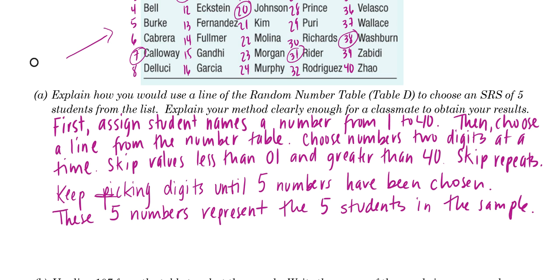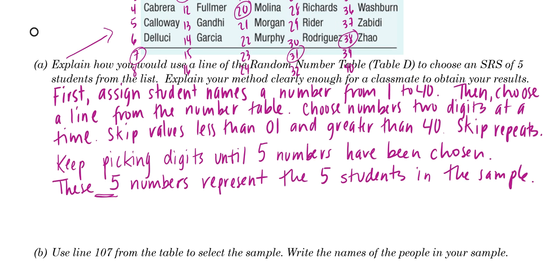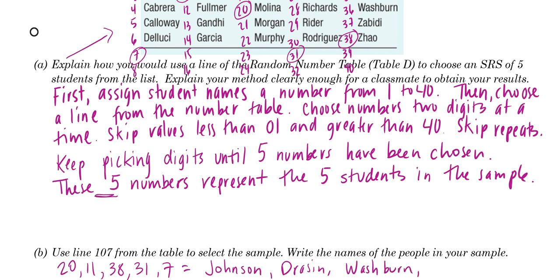So the last thing I would do is actually write down the numbers and the people that I got. So I would say 20, 11, 38, 31, and 7. And then I would actually say who these people represented. Okay. So Johnson, Drazen in my case. And yours might be totally different, and that is totally fine as long as you used roughly the same process. Washburn, Ryder, and Callaway.